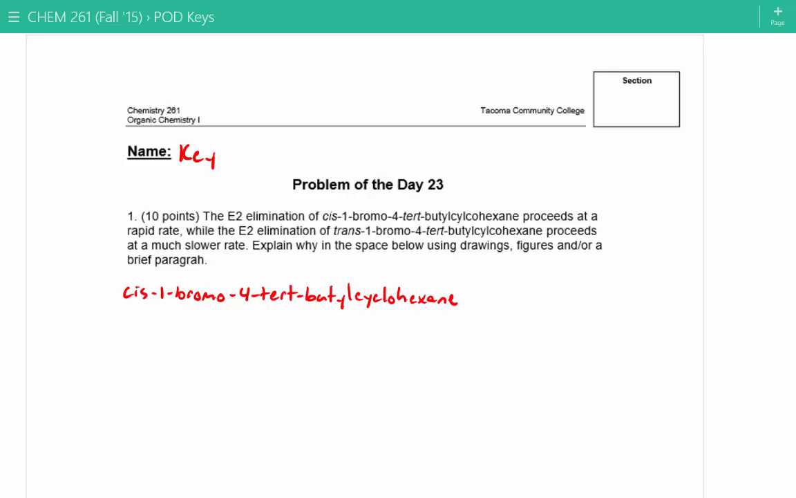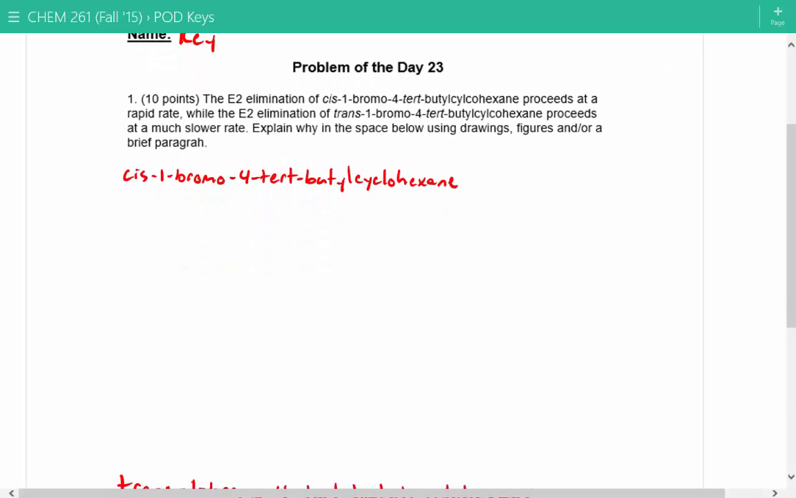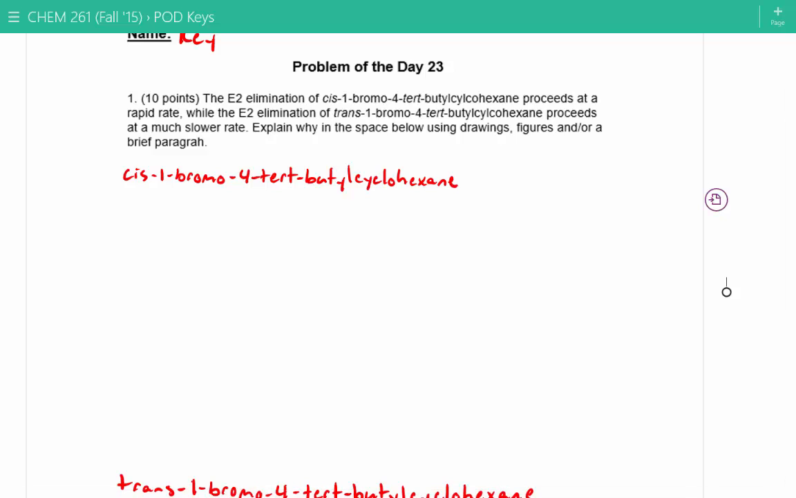All right, problem of the day 23 is a refresh of chapter 4 chemistry with cycloalkanes. So the first compound I wanted you to look at was cis 1-bromo 4-tert-butyl cyclohexane. So let's draw this as a 2D structure. If it's cis, should the substituents be on the same side or opposite? Same. Okay, so I'll put the bromo up here as a wedge, and the tert-butyl down here as a wedge too.